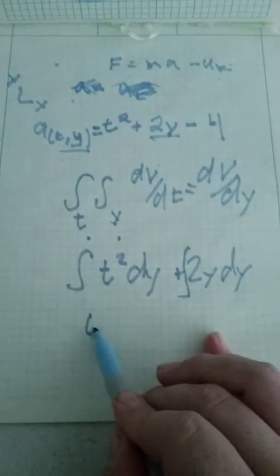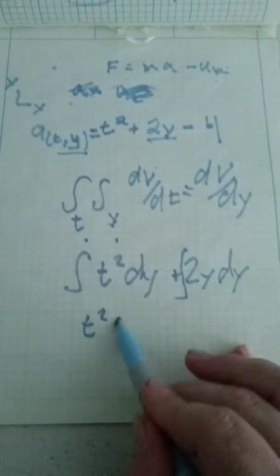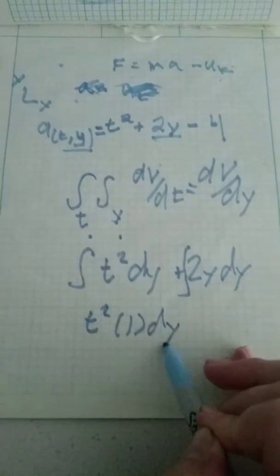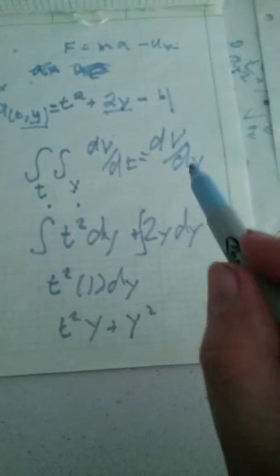So t squared dy is the same as t squared times 1 dy. And as you remember, 1 dy is y. So what we have is t squared y plus y squared, where this is y squared over 2. And then you have the negative 4, where you have minus 4y. So this is the first half.